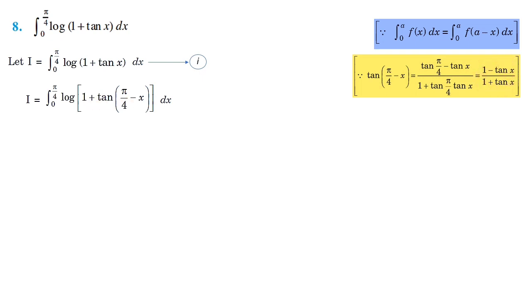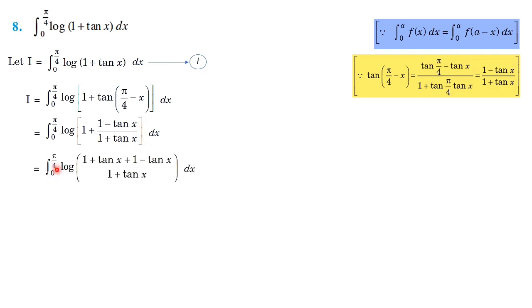That we can replace here. Integral 0 to pi by 4 log 1 plus, this portion will be coming as 1 minus tan x by 1 plus tan x dx. That is integral 0 to pi by 4 log, taking this as common LCM, 1 plus tan x. So this quantity will be multiplying here, 1 into 1 plus tan x, that is 1 plus tan x, plus here 1 minus tan x as it is will be coming.